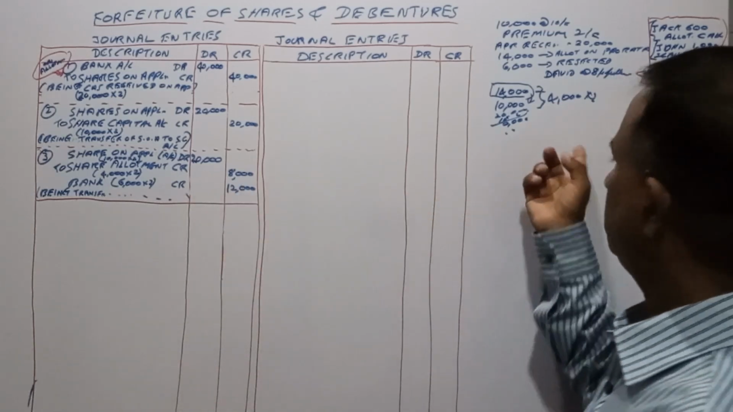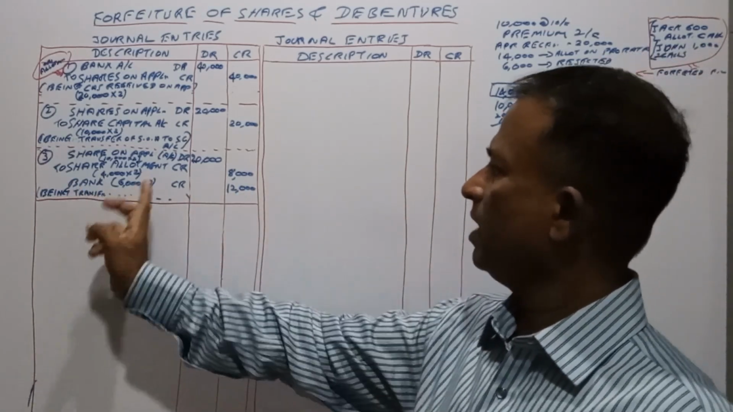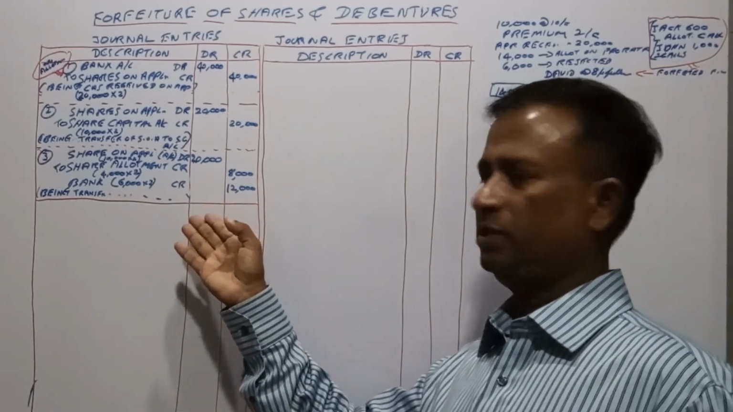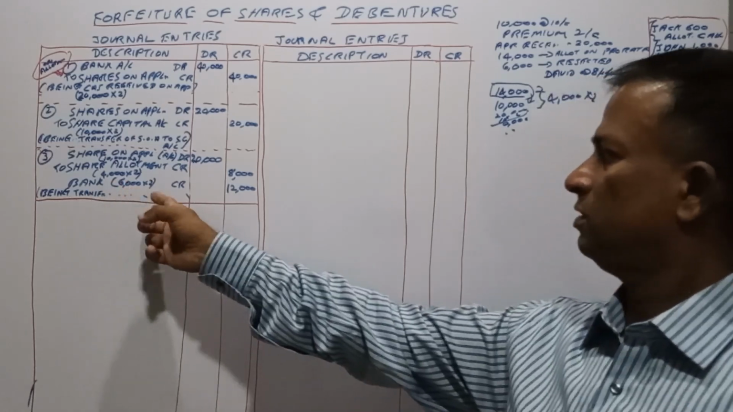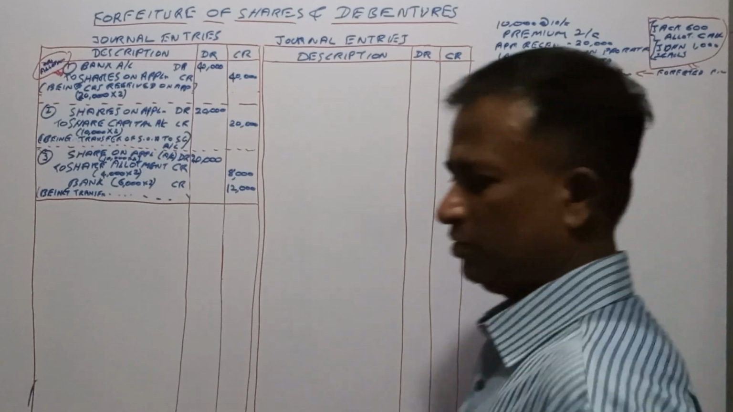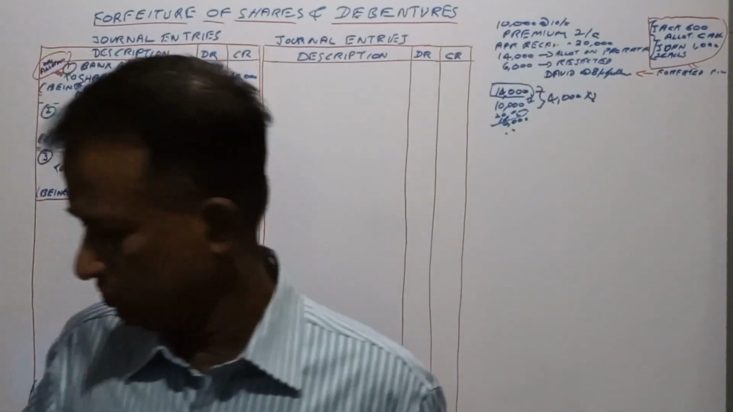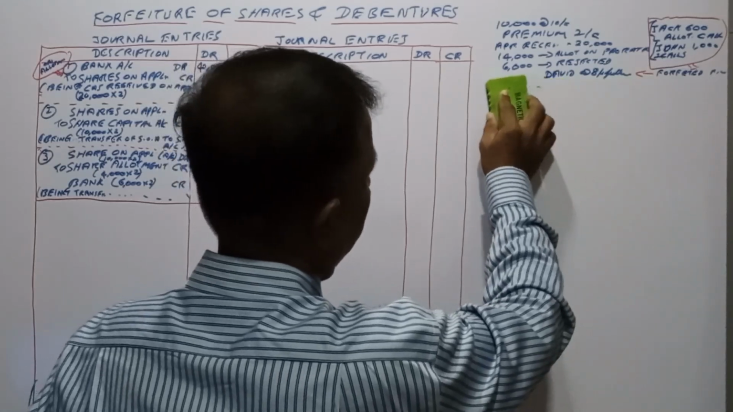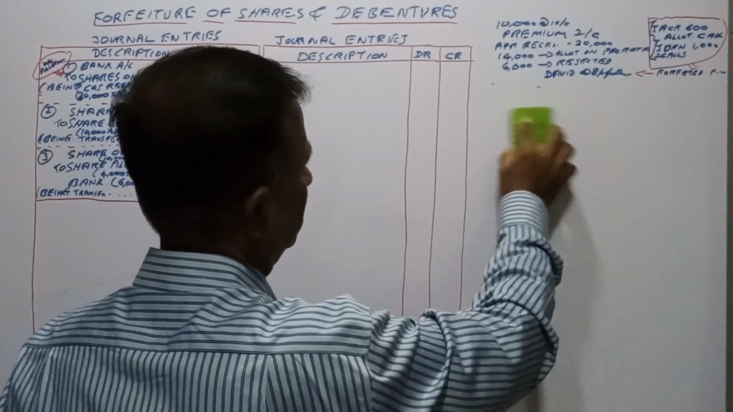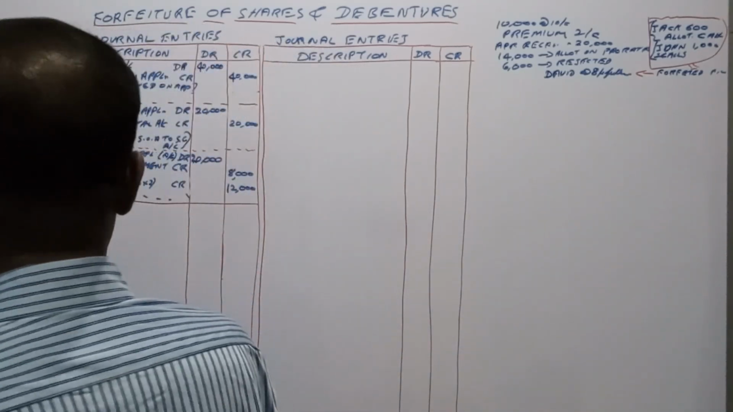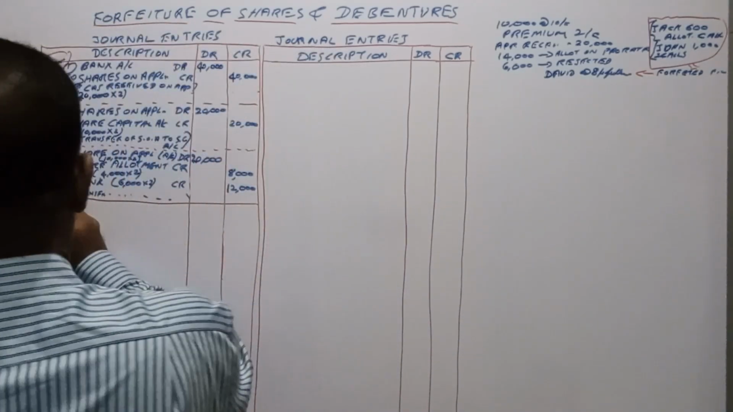Then 2 into 6,000, 12,000, is the bank account credit. We are going to repay the money received, right? So bank account 6,000 into 2, 12,000. This is the explanation for this. Okay, then the application level we have finished. Next one is the allotment level.